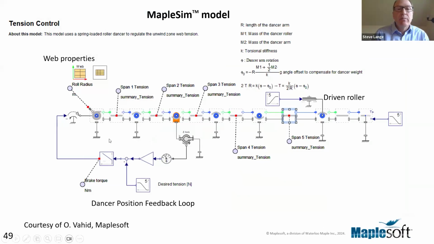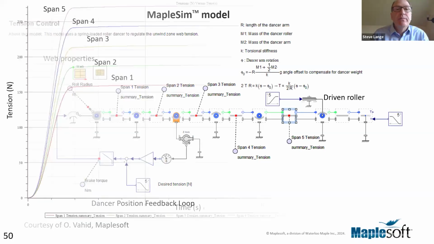Very similar to what we've seen before. We have this feedback loop on the dancer arm itself, back to the brake or the torque that's on the drive on this particular unwind. We have a ramp up of this driven roller so we can control its speed. And we have tension sensors in each of these spans, 1, 2, 3, 4, and 5. So we'll have 5 tension traces on this plot.